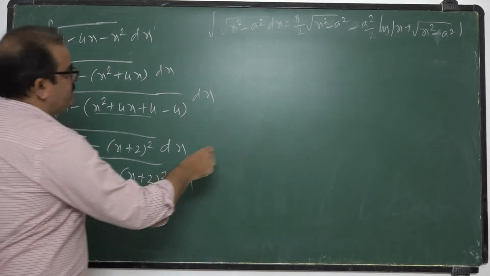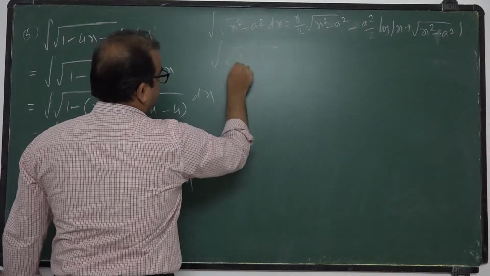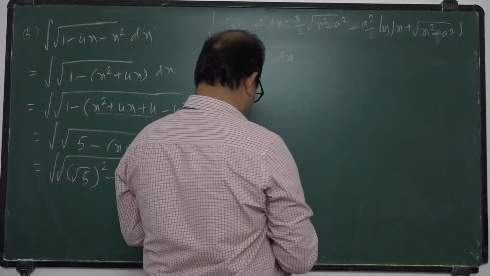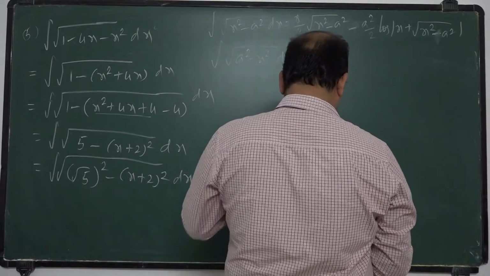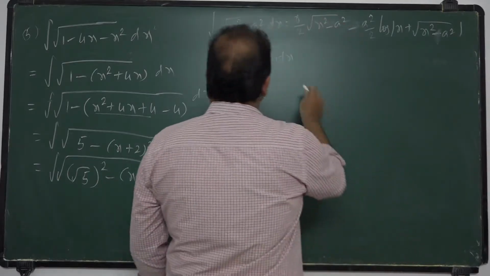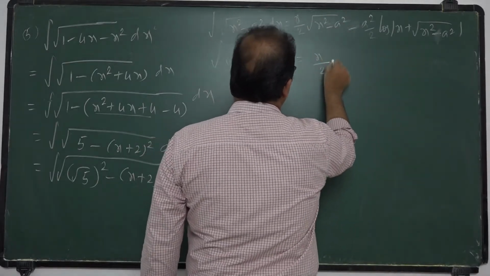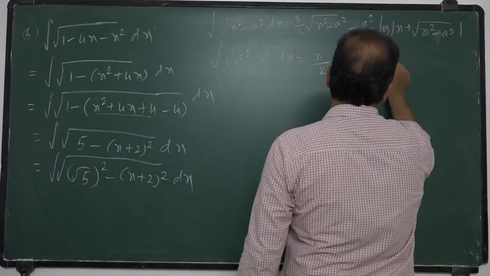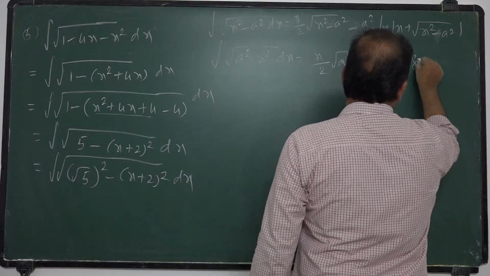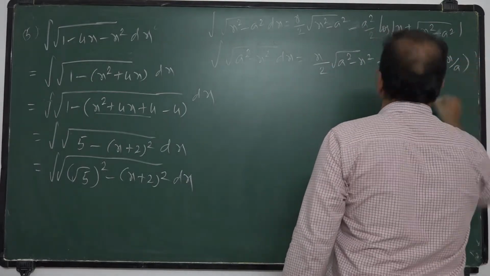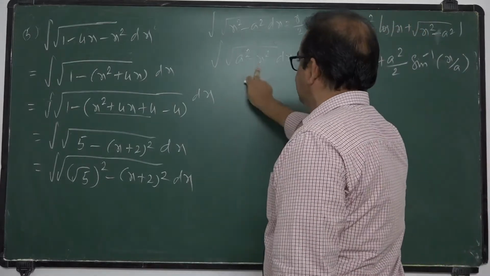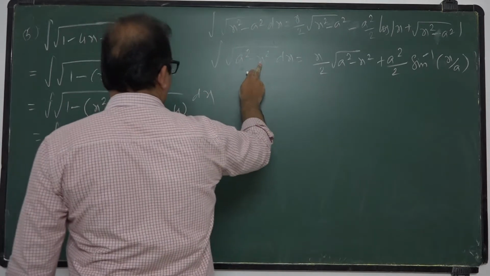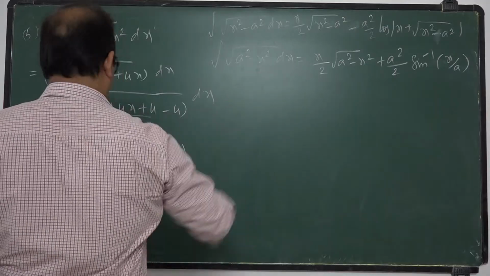This is in the form of integral of root of a square minus x square into dx. Apply that formula. x by 2 into root of a square minus x square plus a square by 2 into sin inverse x by a. This problem is in this form. In place of a we have root 5. In place of x we have x plus 2. Apply that formula.